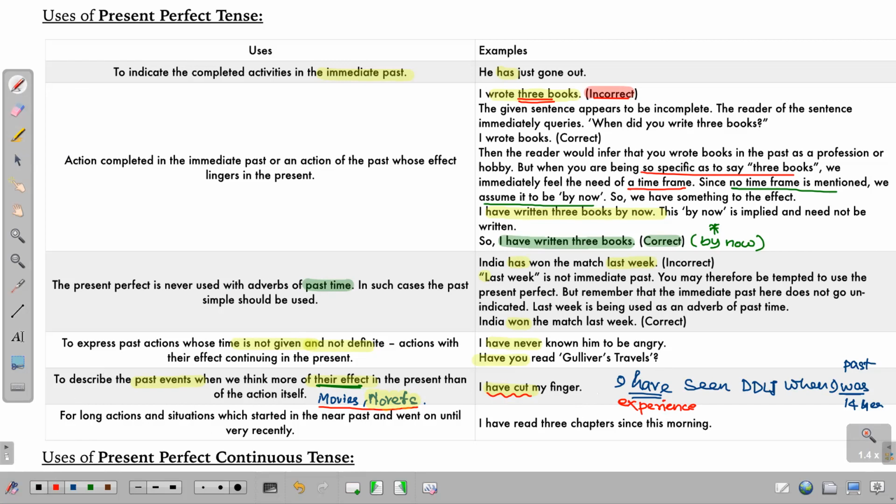So I think keep this in mind, because experiential things like movies, novels, accidents, mistakes have experiences, and experiences are always in the immediate past, not in the distant past. Even though they actually happened in the distant past, they have the effects, what I call as, on the immediate past. So that's treated very recently. It is also used for long actions and situations which started in the near past and then continue. For example, I have read 3 chapters since this morning. So it is this morning and therefore immediate past.